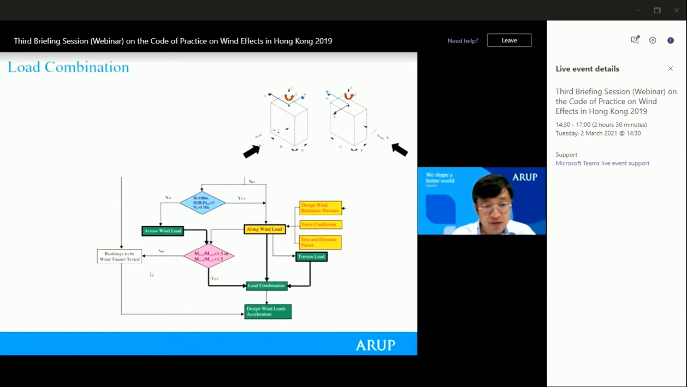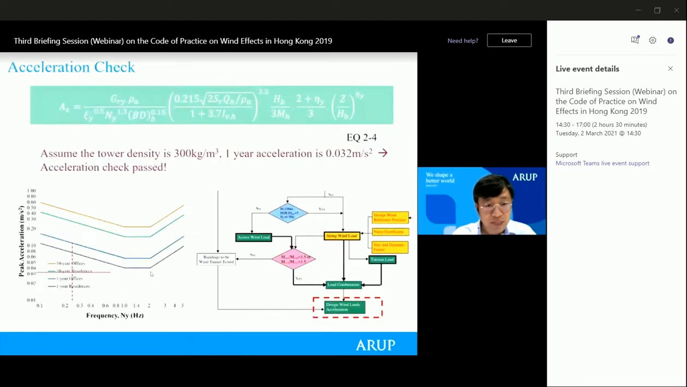So those are three variations. So let's assume we use the original case. So that is, we don't need to do the wind tunnel test. So then, after the two orthogonal lateral forces in the two orthogonal directions and the torsional force, then we can do the load combination following the load combination factor. Again, we can check the acceleration.